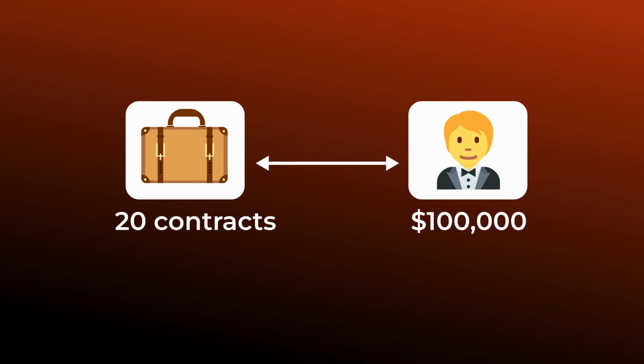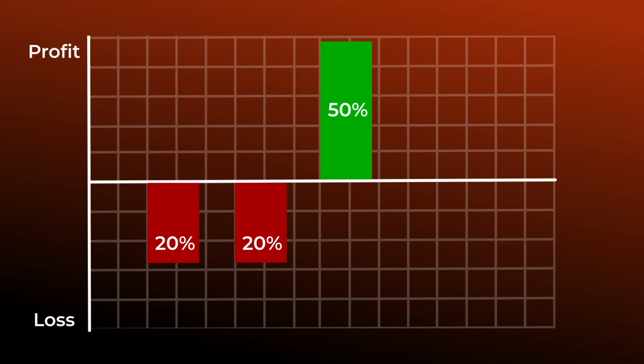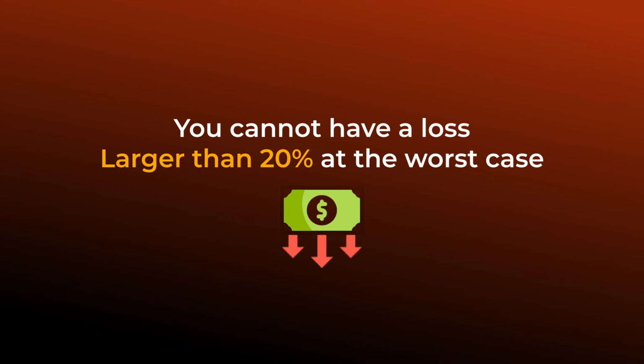And you have to understand how to say uncle at times. Because believe it or not, you guys, you can lose several times, at least twice in a year, 20% of your account and still hit 50% with this type of strategy that we teach. But you have to have the discipline to say uncle. You cannot have a loss larger than 20% at the worst case scenario. You want to have losses a lot smaller than that, obviously.